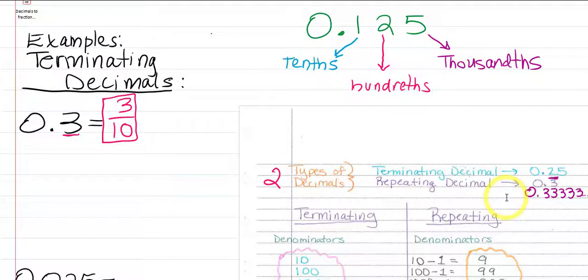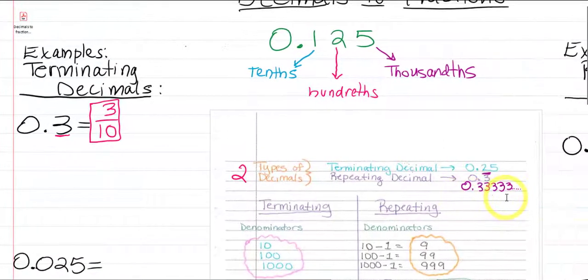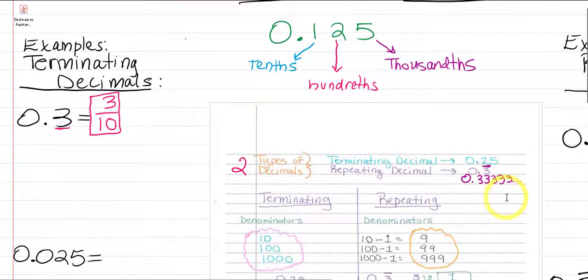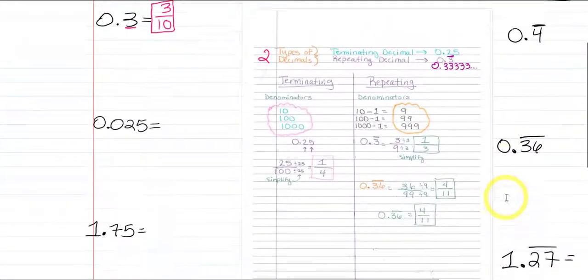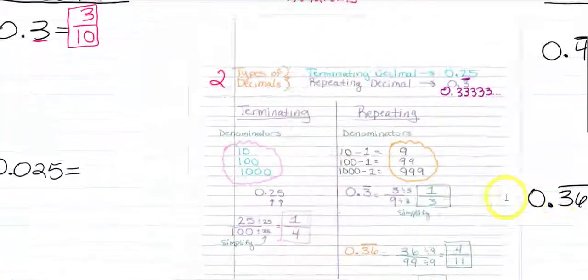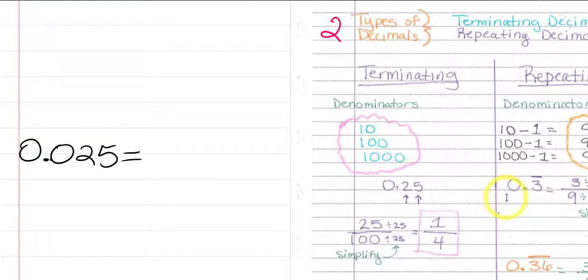Hopefully you can see how using your place value is helpful. Whichever place the number ends at is your denominator. So you look at the last digit in a terminating decimal, and whatever place it ends at, that's your denominator. With that being said, take a look at the next one. We have 0.025. Pause the video and try to form the fraction and simplify it if it's possible.